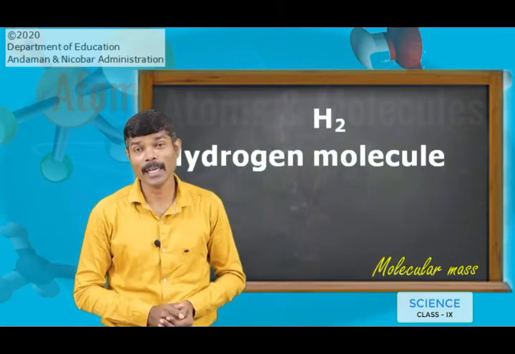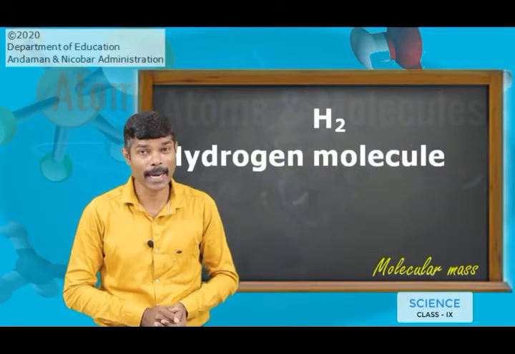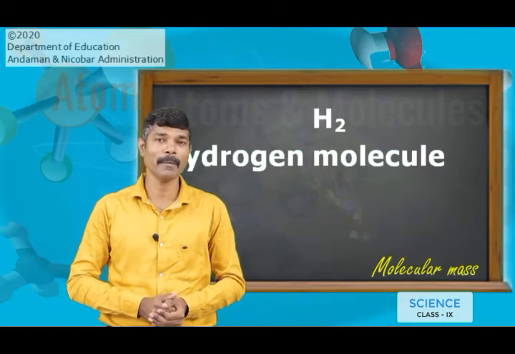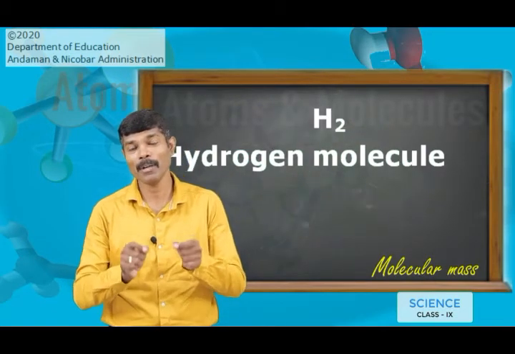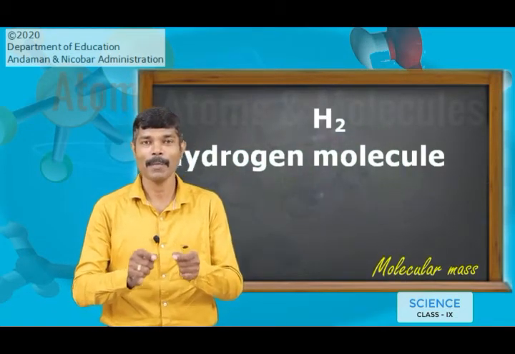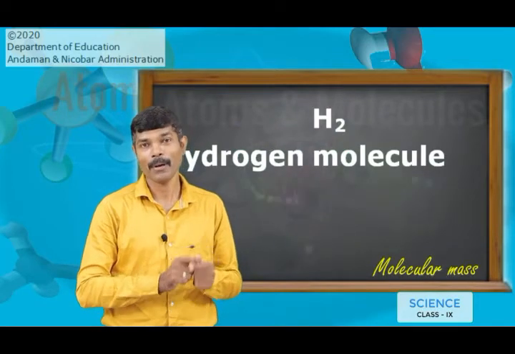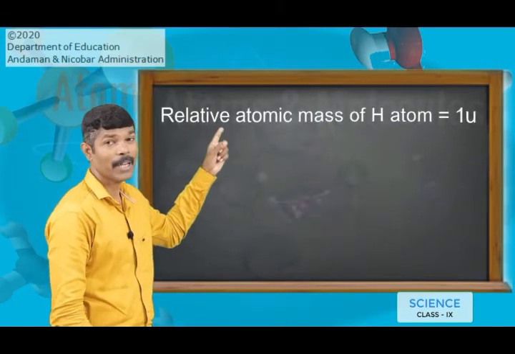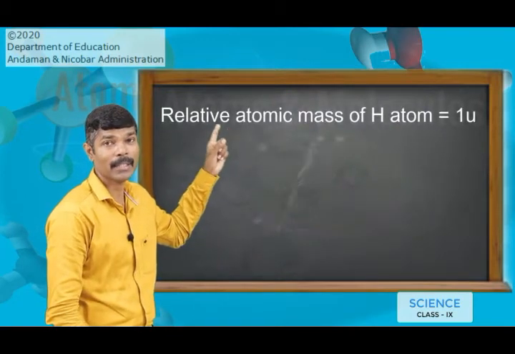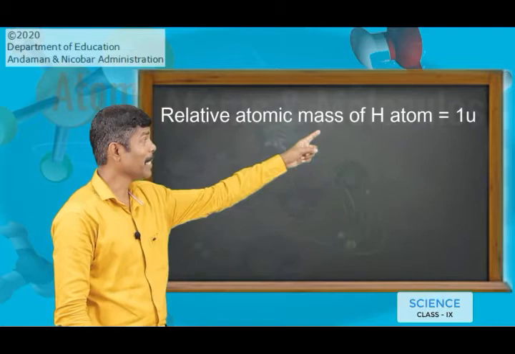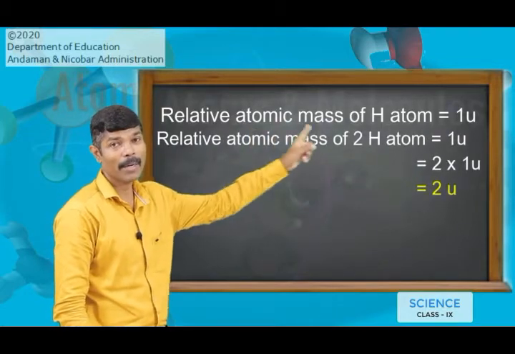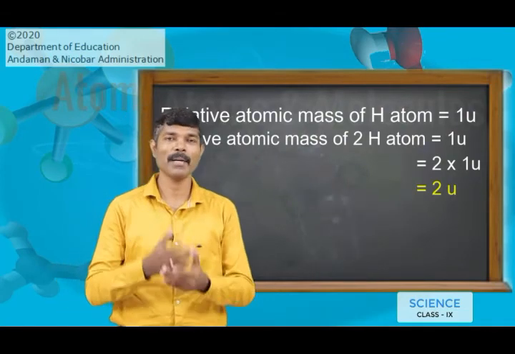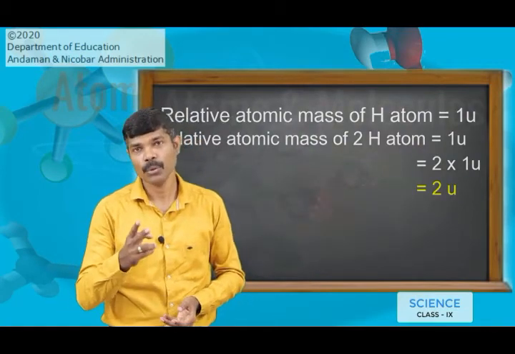If we know the total relative mass of hydrogen atoms present in the molecule, by adding up all the relative atomic masses, we will get the molecular mass of a particular compound or a molecule of an element. Here in this case, in hydrogen, the atomic mass of hydrogen is 1 U. Total relative mass of hydrogen will become 1 plus 1 is equal to 2 U. So the molecular mass of hydrogen will become 2 U.